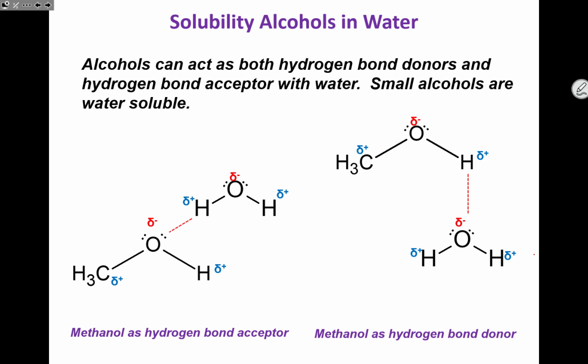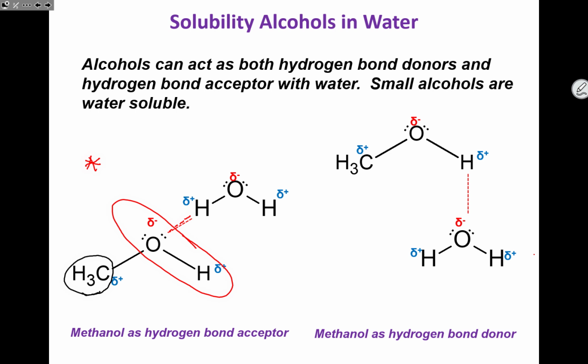Methanol has just one nonpolar group, or just one carbon atom, and then all alcohols have this hydroxyl group, this OH group, that can act both as a hydrogen bond donor and a hydrogen bond acceptor with water. On this side, I'm showing the alcohol's lone pair on oxygen to be the hydrogen bond acceptor, and that hydrogen bond is drawn in here.